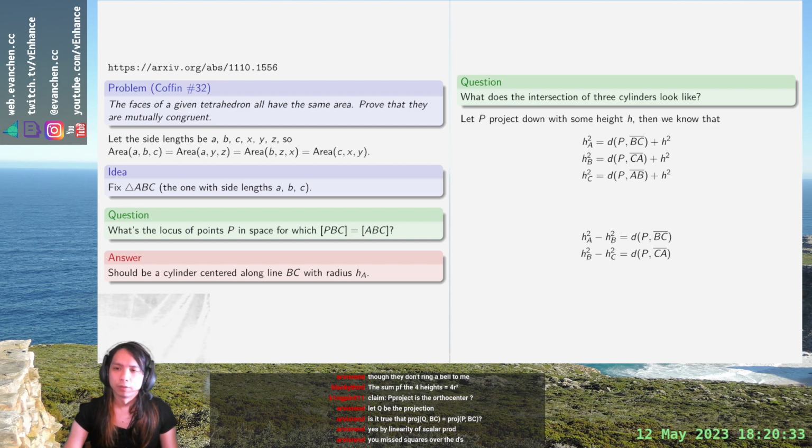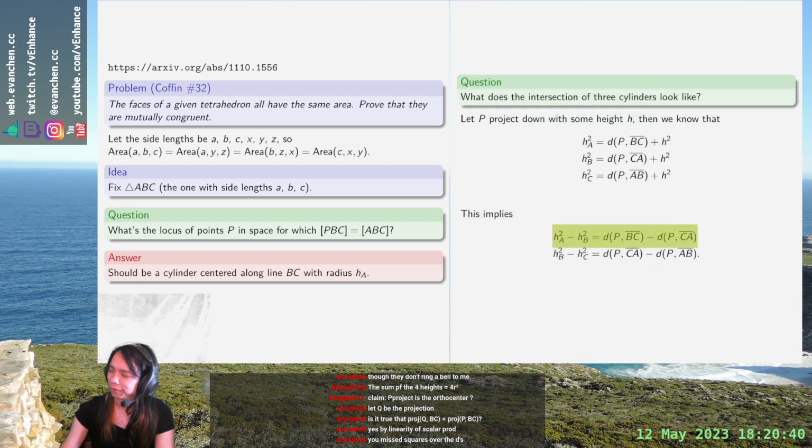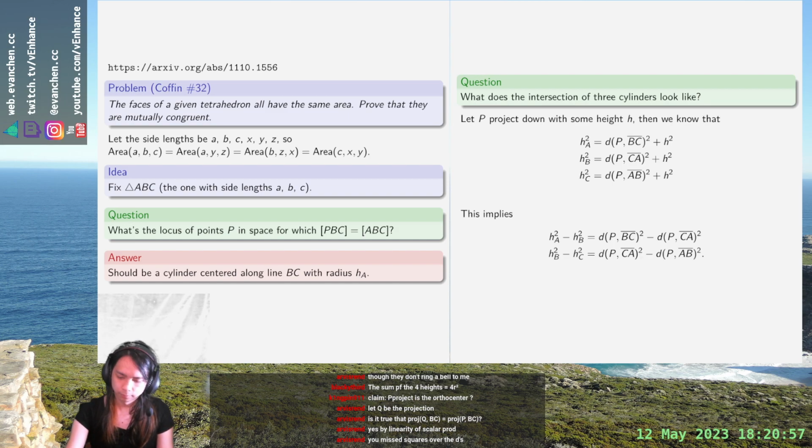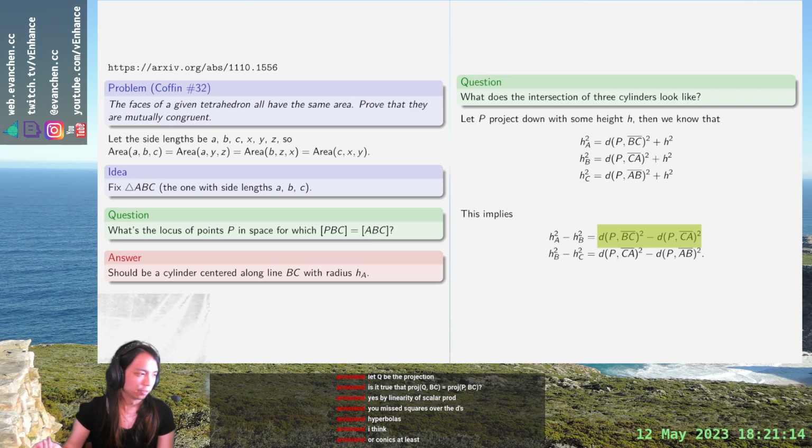Okay, so this implies... my question is, what does this locus look like? This is 2D geo, so I should be able to do it. Maybe. Famous last words. Squares. Yes, I agree, they should be squared. So these are conic sections, right? Like in the XY system. Yeah, this is a conic section. I suspect they should be hyperbolas, but just conic is good enough for us.